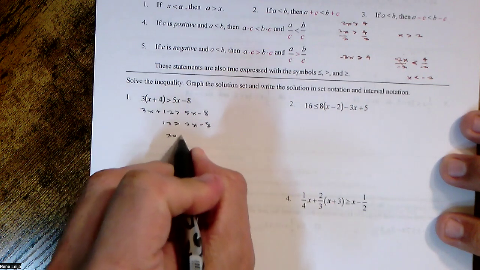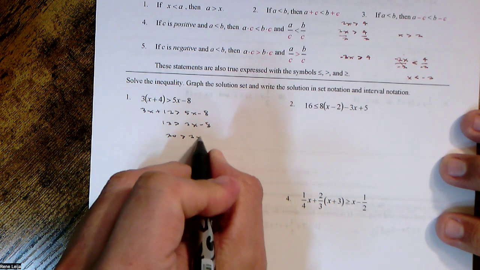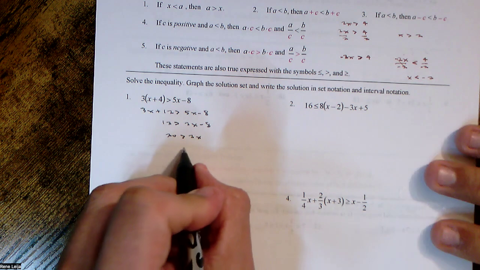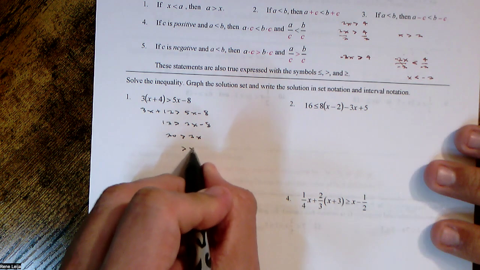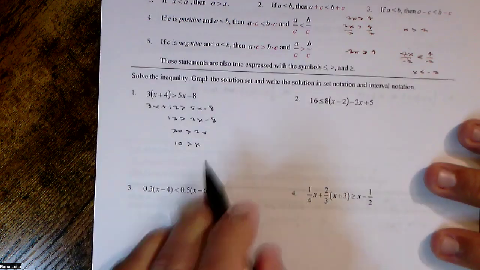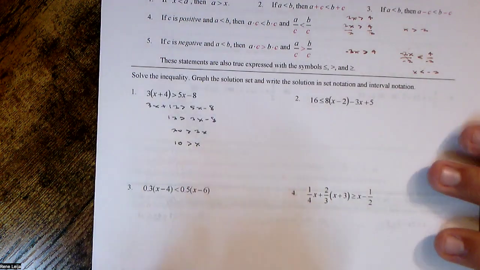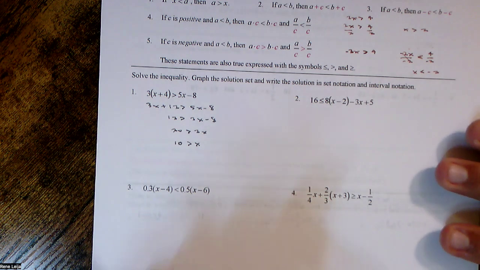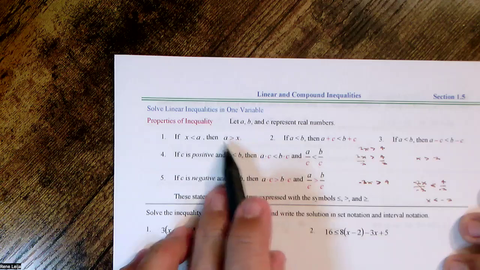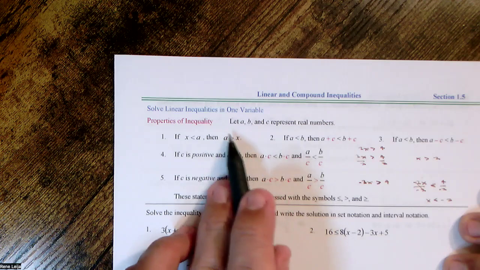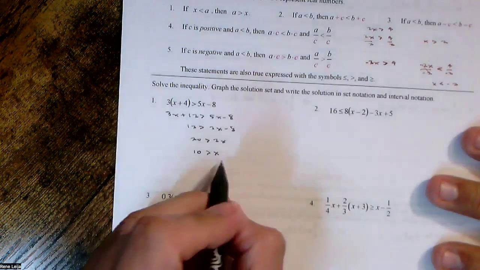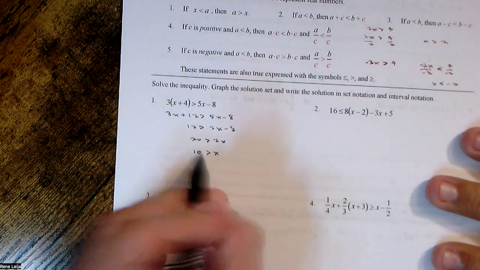So that's 20 is greater than 2x. I'm going to divide both sides by 2. I'm okay as long as it's positive. I do not change my inequality. So I get 10. Now, sometimes this is a little tricky to understand. But if you remember back here at number 1, if this is what we have, I can rewrite it the other way. So notice that my inequality is opening towards the 10.